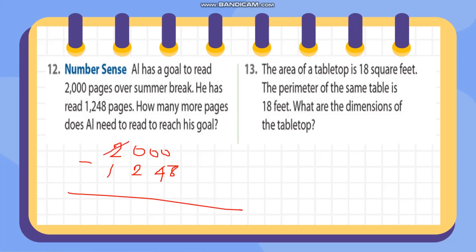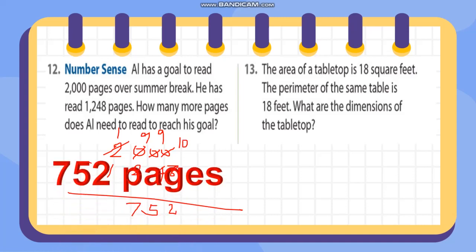So we need to borrow here. This becomes 9, and this becomes 10. So 10 minus 8 is 2. 9 minus 4 is equivalent to 5. And 9 minus 2 is 7. And 1 minus 1 is 0. That's why he needs to read 752 more pages in order to complete 2,000 pages. Okay? Next, let's proceed to question number 13.